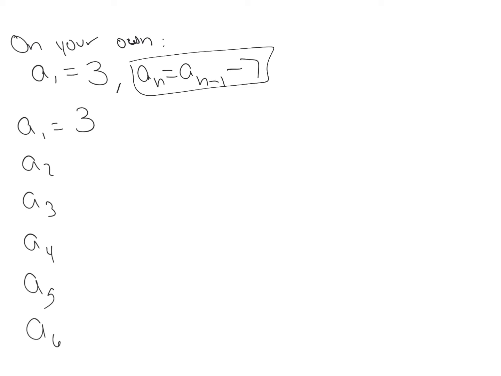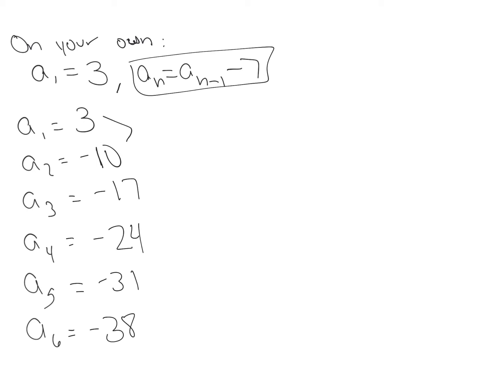Pause it now. Okay, here are your first 6 terms. Hopefully you see the pattern. From 3 to negative 10, it's subtract 7. Let's subtract 7, subtract 7, subtract 7, subtract 7. That's our common difference, and that's where we get it in the equation.